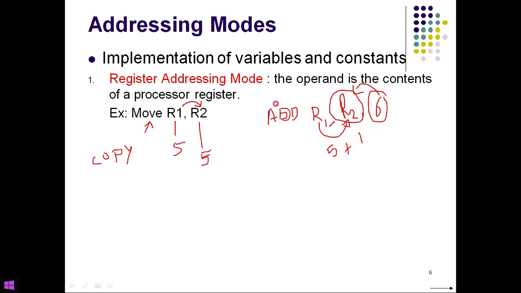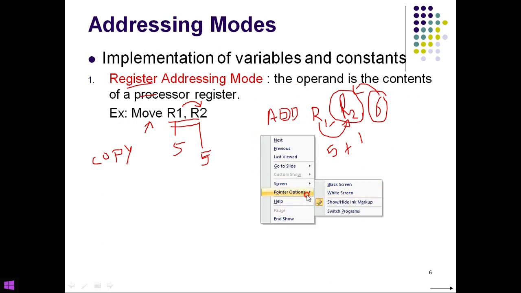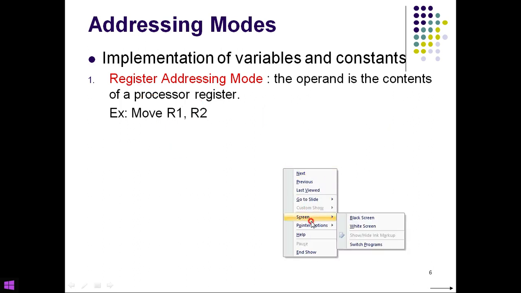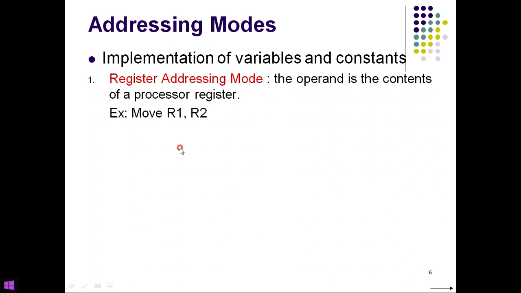So I hope, friends, this register addressing mode is clear. The simple difference here is that to do an operation we use the registers, which are R1 and R2. That's why we call it register addressing mode. That's it. Okay, I hope this is clear. I'll just clear out the slide. So this is your register addressing mode.